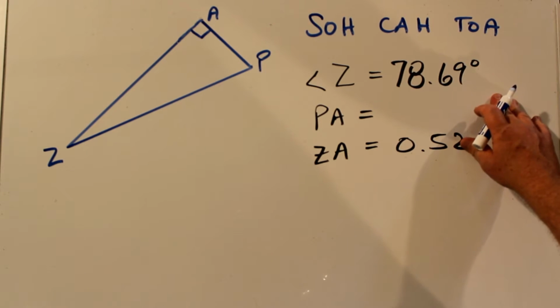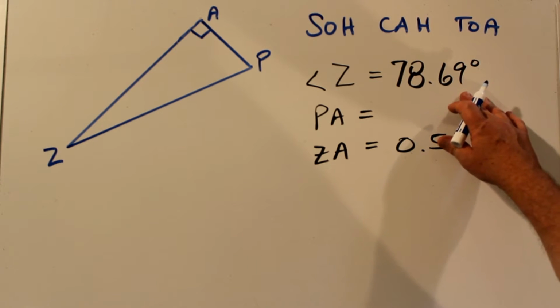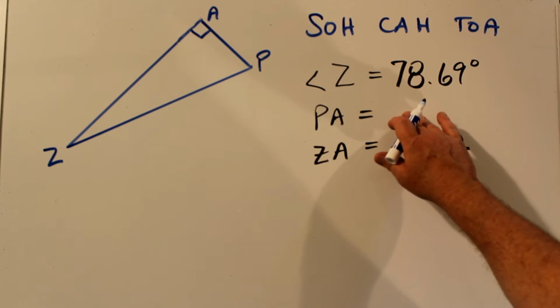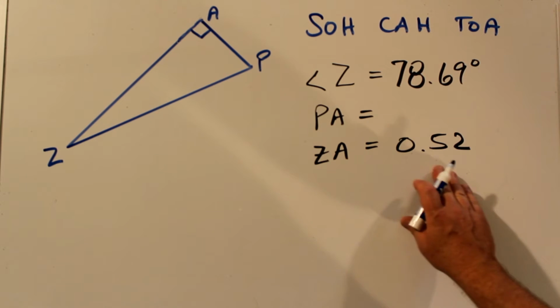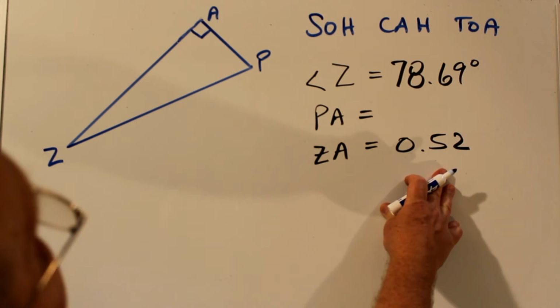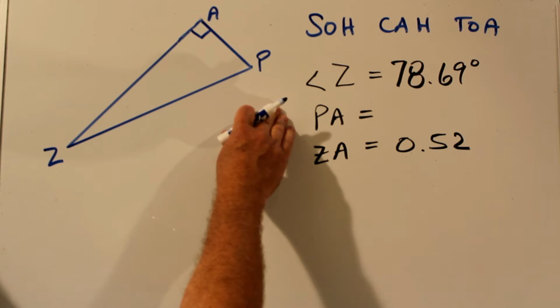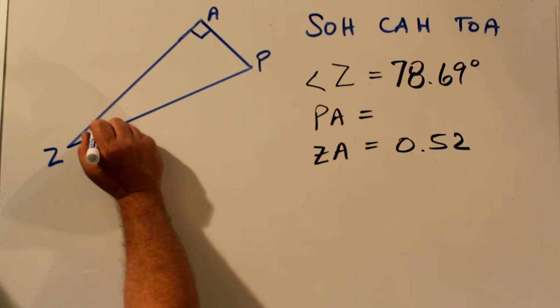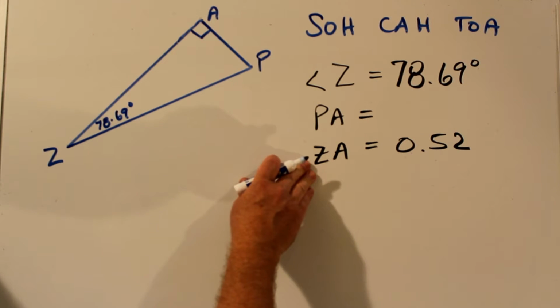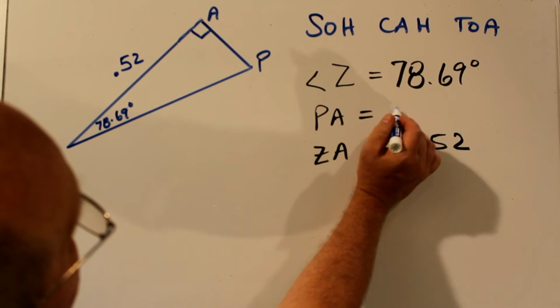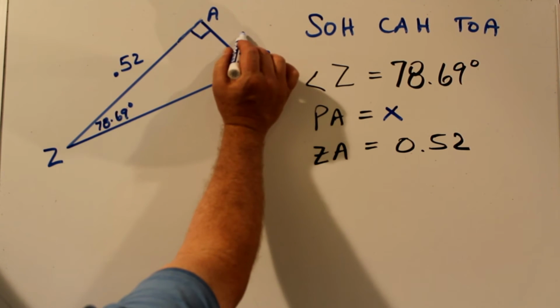In this right triangle, we know angle Z is 78.69 degrees. We're looking for side PA, and we know ZA is 0.52. So let's write in the information that we know. Angle Z is 78.69 degrees, and side ZA is 0.52. Side PA is what we're looking for. We'll call it X. We'll put an X here.